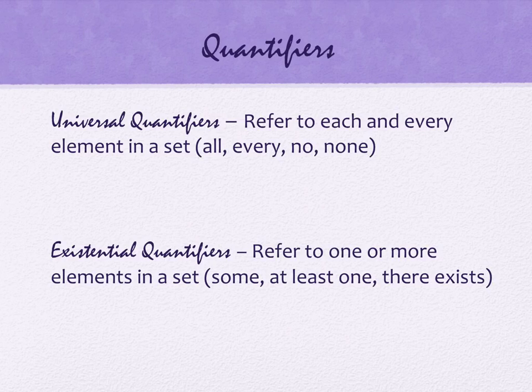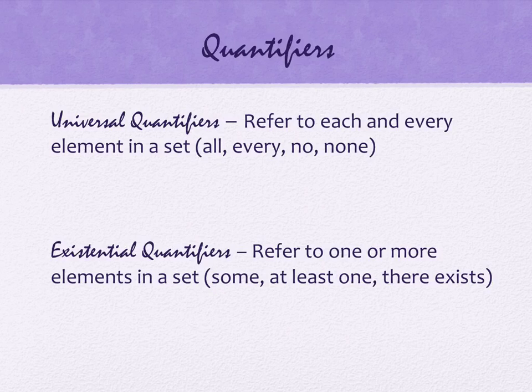There are two types of quantifiers. The first type is called a universal quantifier, and they refer to each and every element in the set. They use words like all, every, no, or none. These are the words that your mama's told you not to use. Never say never, right? You use the word never, you use the word always, and undoubtedly, you've probably said something that's not true. You always leave the door open. You never show me the kind of respect you should, whatever. Okay, we want to use those words very sparingly because they're usually not true.